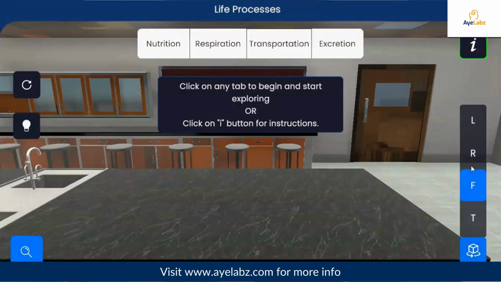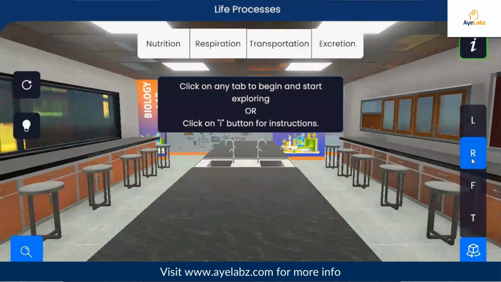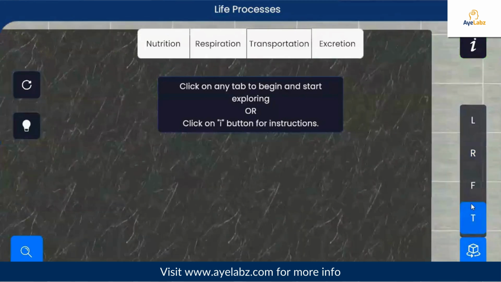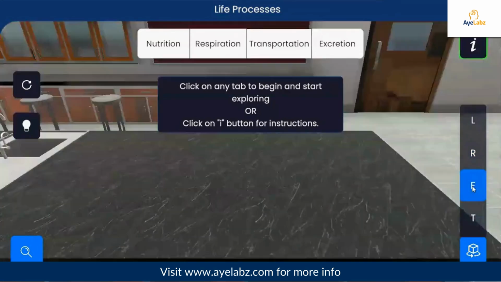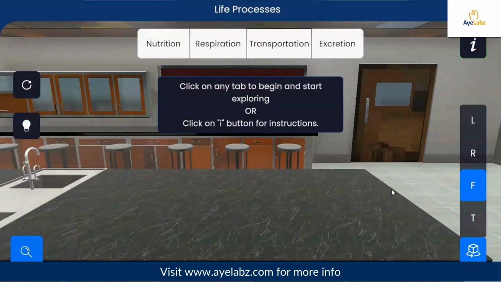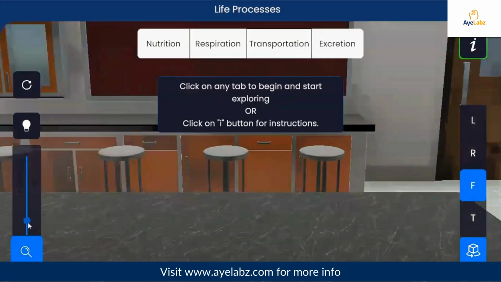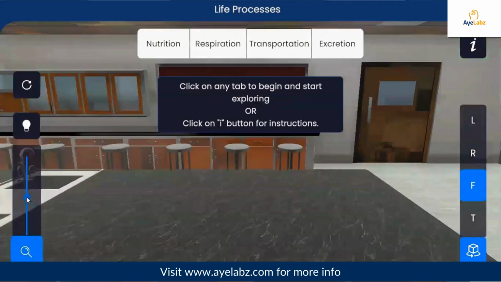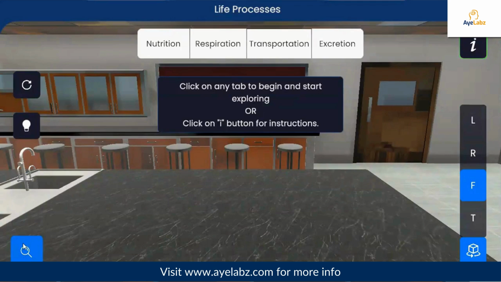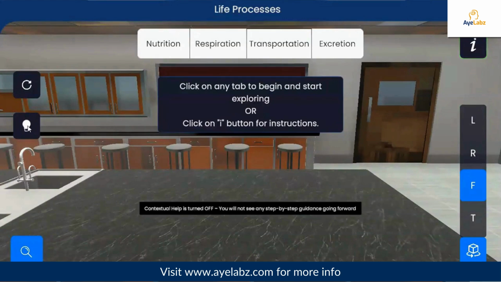These buttons on the right side of the screen will allow you to view the simulation from different angles. Use this mouse scroll button on the bottom left corner of the screen to zoom in or zoom out. Tap on this bulb icon to switch on or switch off the contextual help.